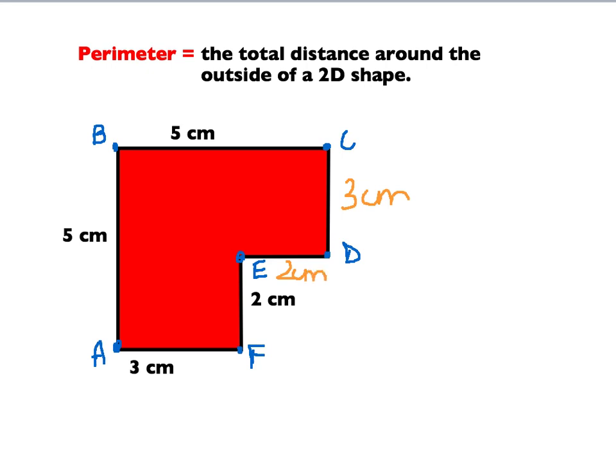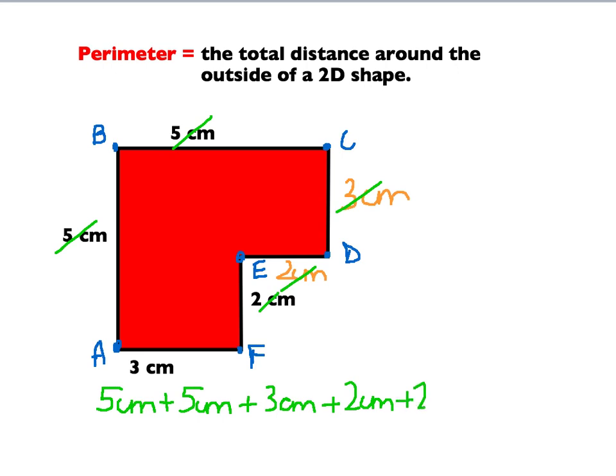We've now got all of the measurements for the lengths around the outside of our shape, and we want to add them together. So starting with AB, I've got 5 centimetres. I'm going to add the next 5 centimetres, and I'm then going to add my 3 centimetres and 2 centimetres and 2 centimetres and finally 3 centimetres.